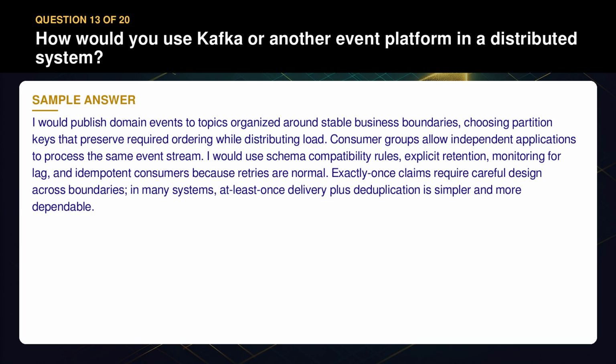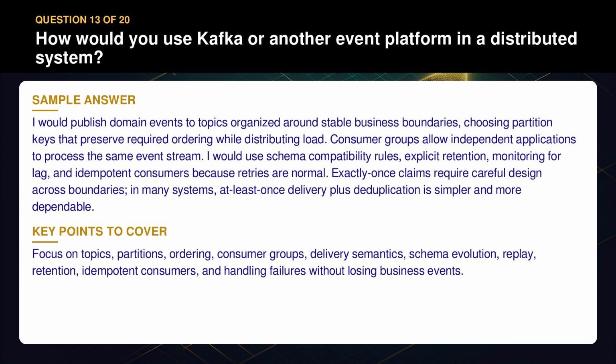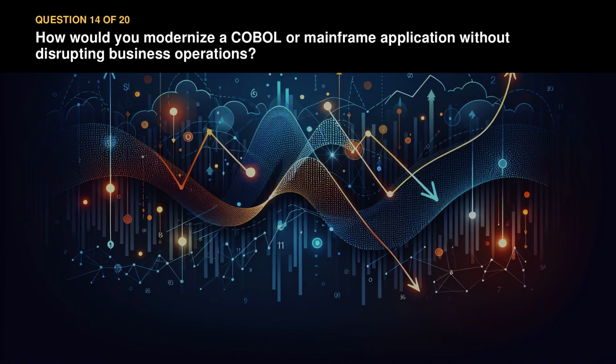I would use schema compatibility rules, explicit retention, monitoring for lag, and idempotent consumers because retries are normal. Exactly once claims require careful design across boundaries. In many systems, at least once delivery plus deduplication is simpler and more dependable. Focus on topics, partitions, ordering, consumer groups, delivery semantics, schema evolution, replay, retention, idempotent consumers, and handling failures without losing business events.